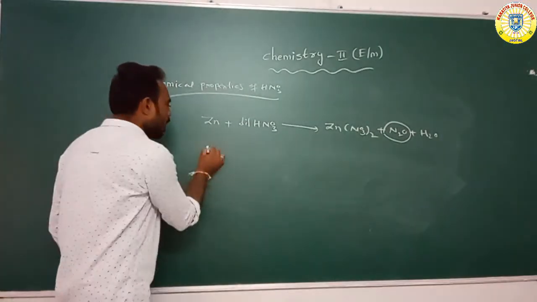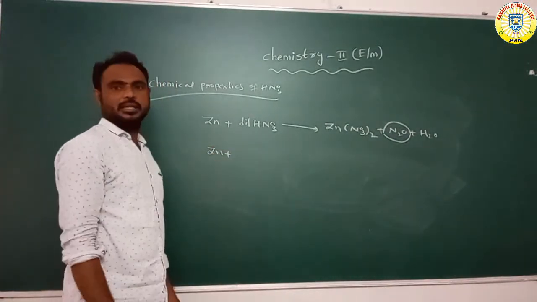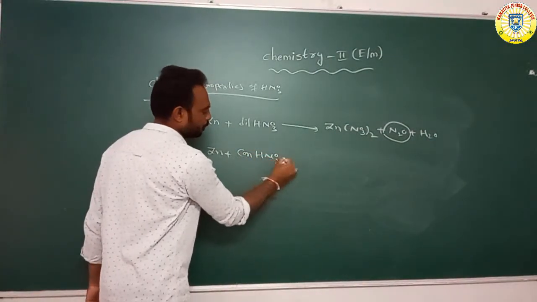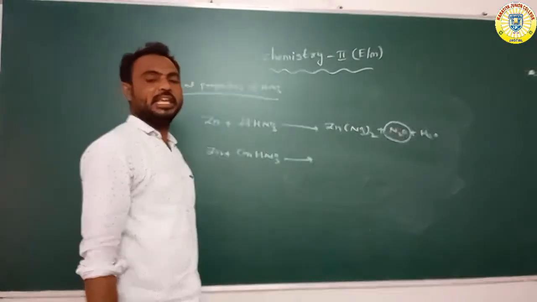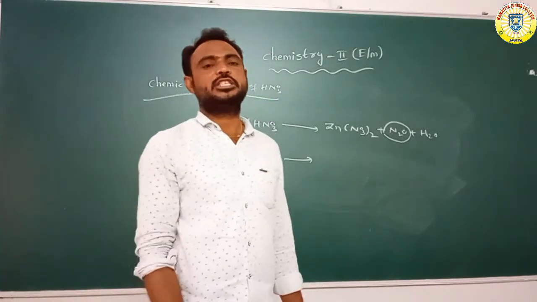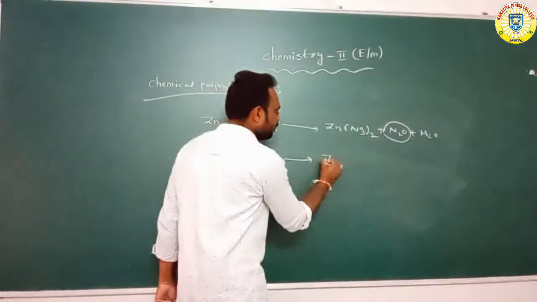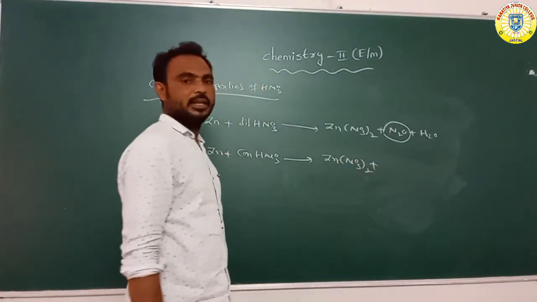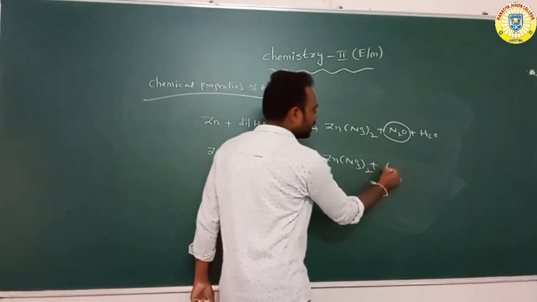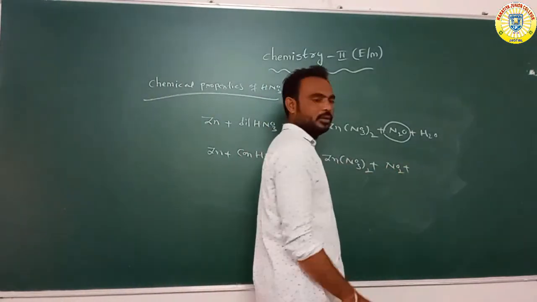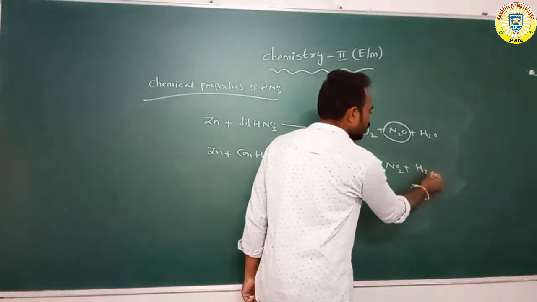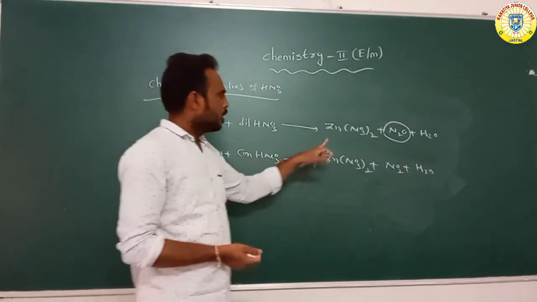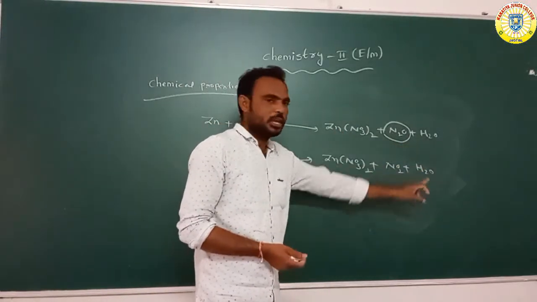Or the zinc metal reacts with concentrated HNO3 to form Zn(NO3)2, zinc nitrate. Next further NO2, nitrogen dioxide, and water molecules. In these two reactions, zinc nitrate and water molecules are formed.